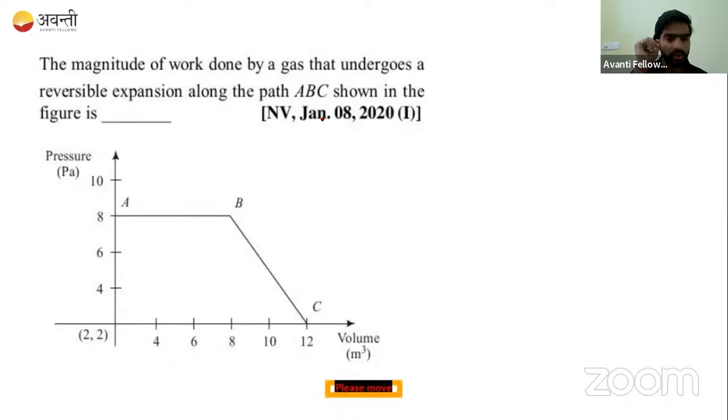What does this question say? The magnitude of work done by a gas that undergoes a reversible expansion. Note it down: reversible expansion under the path A, B, C. It starts from A, goes to B, and then stops at C, as shown in the figure. So we know that in your NCERT textbook, you might have seen that the area is nothing but what?